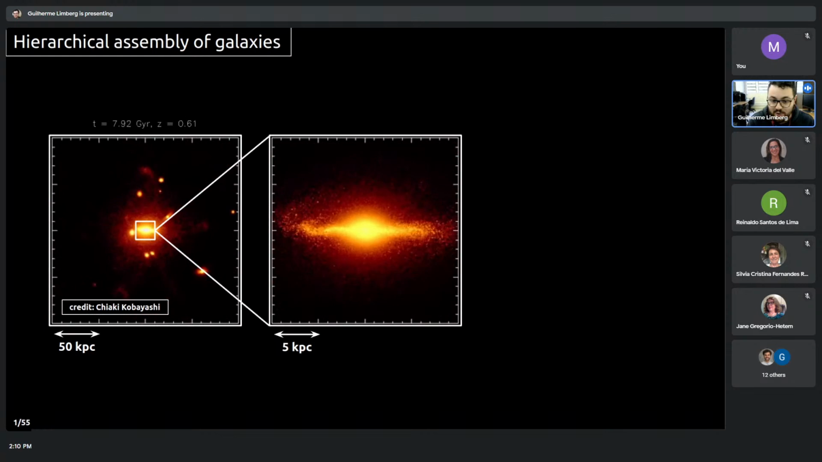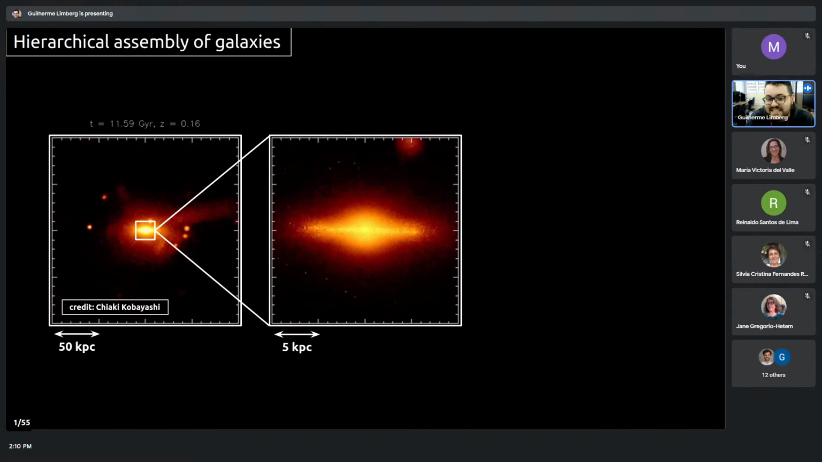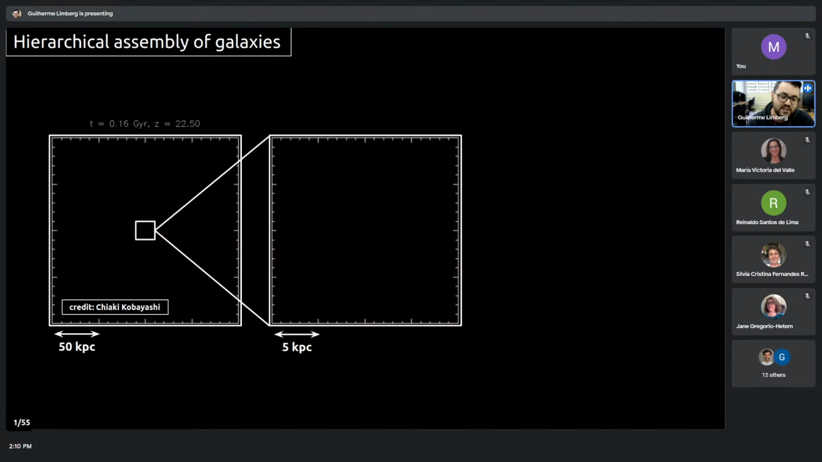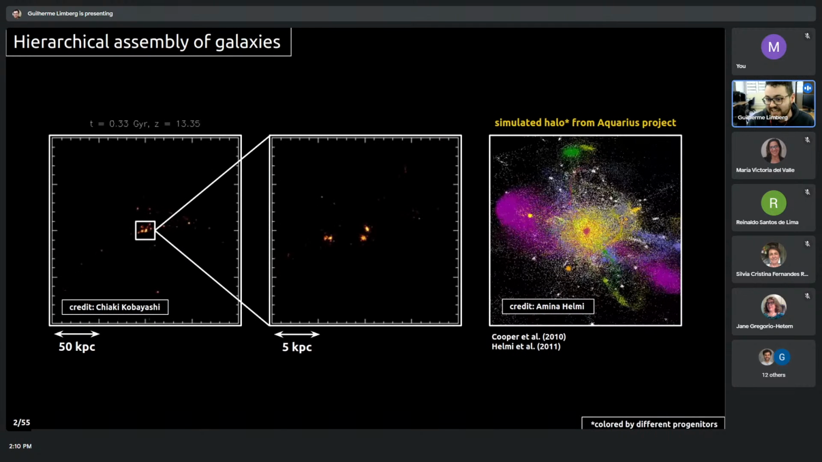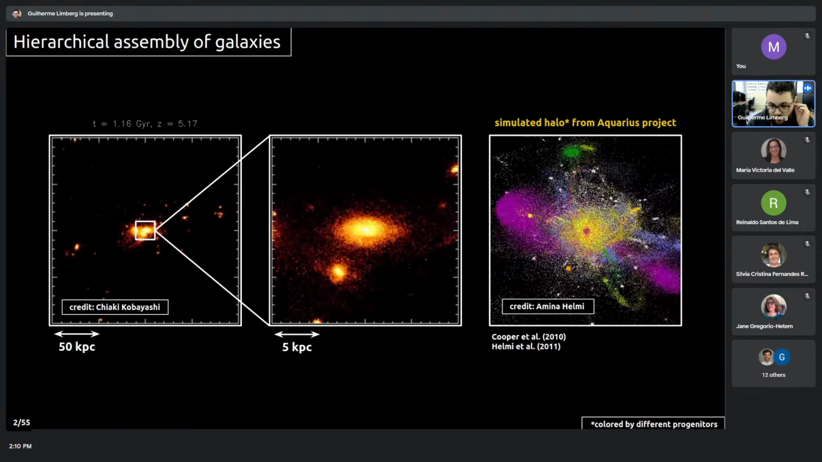So our Milky Way probably assembled its mass, and the halo of our galaxy should be composed of a bunch of dwarf galaxies that have been accreted throughout the history of our galaxy. Here in the picture on the right, I show you a snapshot from a simulation from the Aquarius project, a simulated halo of a massive galaxy with a mass pretty similar to the Milky Way.